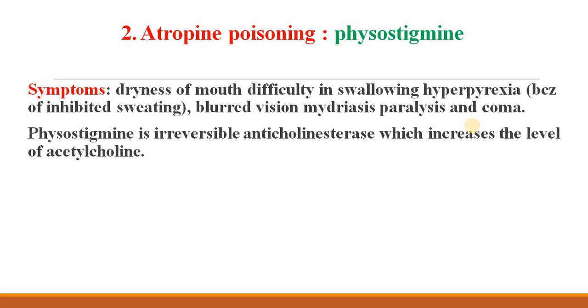Physostigmine will bind to the cholinesterase and inhibit it. Once it is inhibited, it will not metabolize the acetylcholine, so the acetylcholine level will increase. Then it will act on its receptor. There will be a competition between atropine and acetylcholine for the receptors, so atropine poisoning will be controlled. That's why physostigmine is used in atropine poisoning. Remember this.